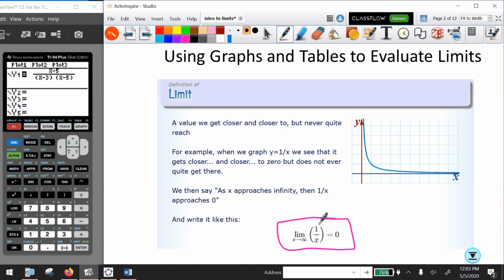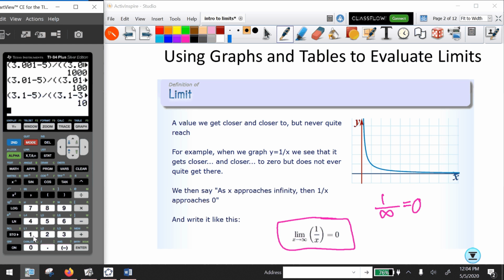Now, this is important notation. Notice they didn't just say that 1 divided by infinity is equal to 0. Even though your intuition kind of tells you that that might be true, you can't actually treat infinity like a regular number. I can say 1 divided by this is 0.00000000001, which is pretty close to 0.